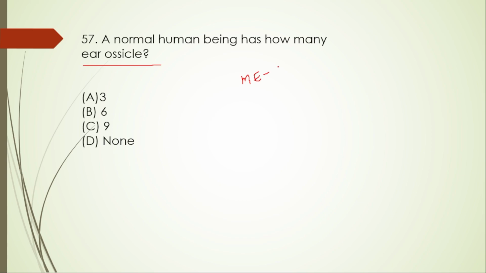Middle ear contains 3 ossicles, which include hammer, anvil, and stapes, which is the smallest one. Since a normal human being has 2 ears, the total number will be 3 into 2, that is 6. So the right option is option B, 6. Got it? Middle ear contains 3 ossicles.